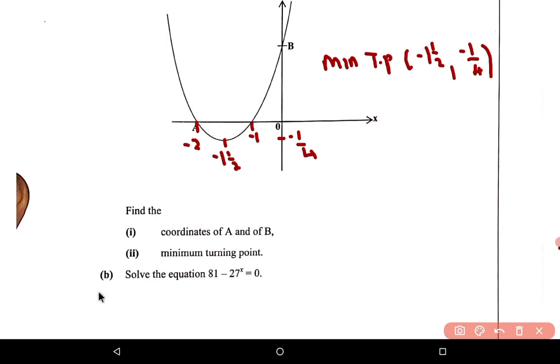Okay, let's go to question B. Solve the equation 81 minus 27 to the power x is equal to 0.